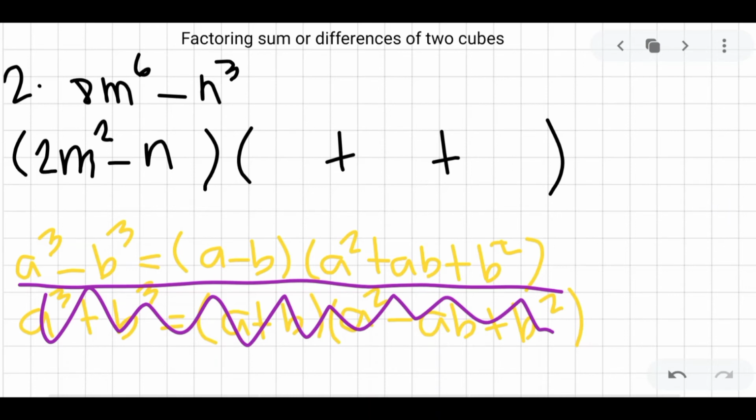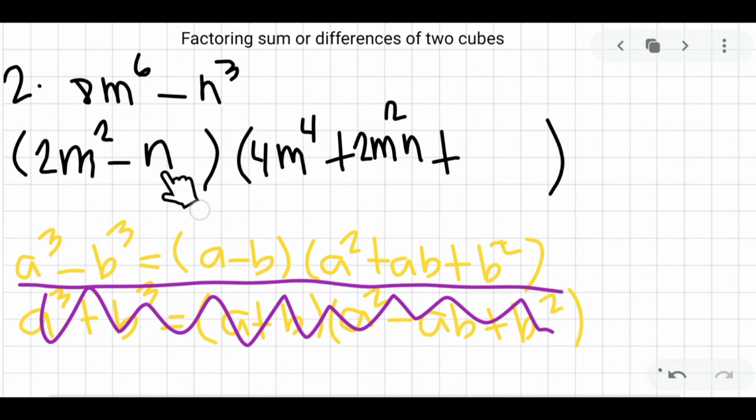2m squared times 2m squared. The answer is 4m raised to 4. Pagkatapos natin mamultiply yan, pasasamahin naman natin itong dalawa na to. So, 2m squared times n, the answer is 2m squared n.